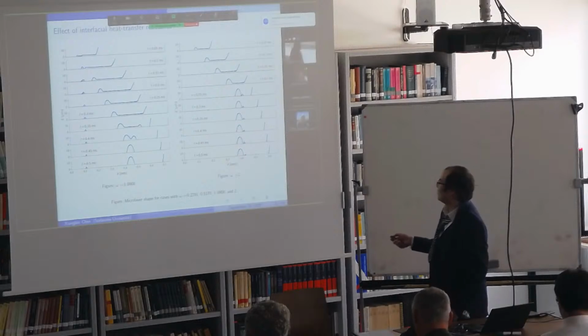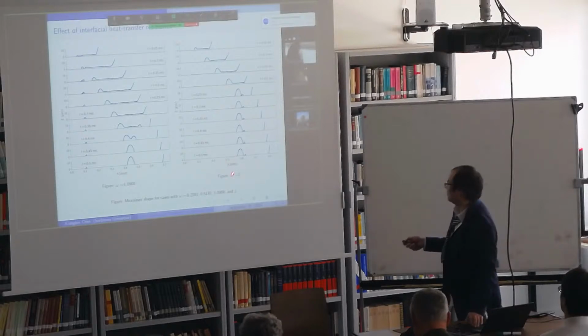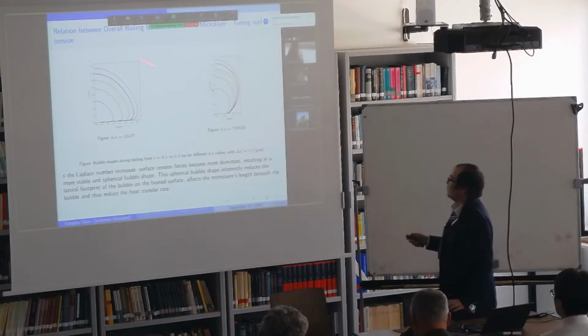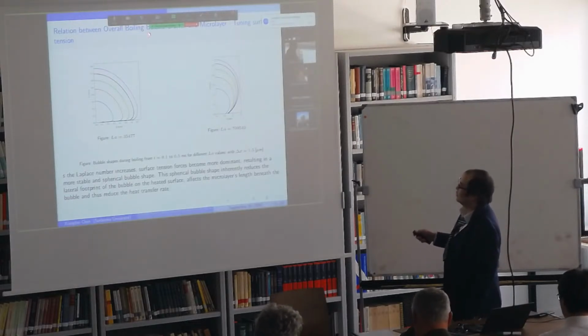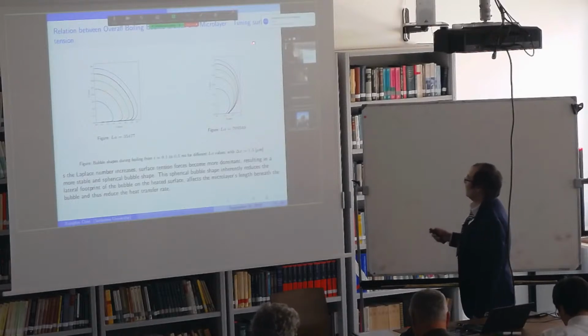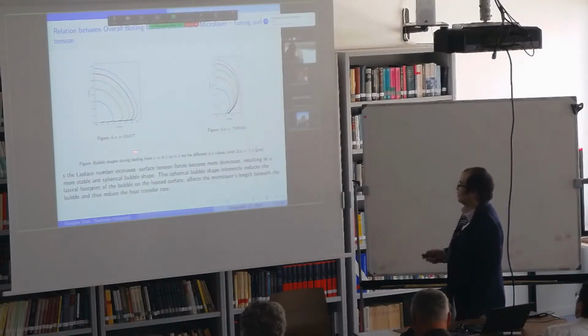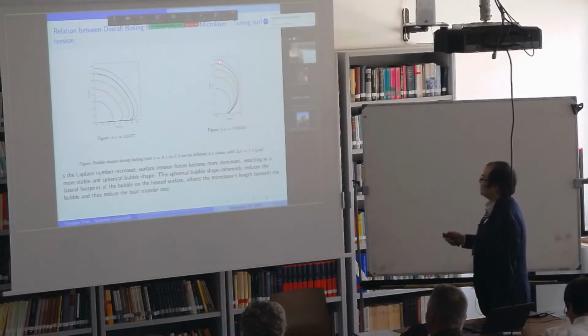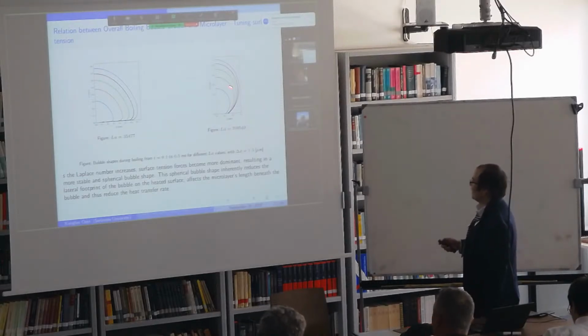And from this figure, we find that the later rupture tends to happen in the cases with higher accommodation coefficient. And then we later try to investigate the relationship between the overall boiling bubble and the microlayer behavior. So here I investigate the Laplace number impact by tuning the surface tension and keeping everything else constant. On the left is the lower surface tension, which means lower Laplace number, and on the right we have higher surface tension. In the higher surface tension case, we have a more stable and spherical bubble.